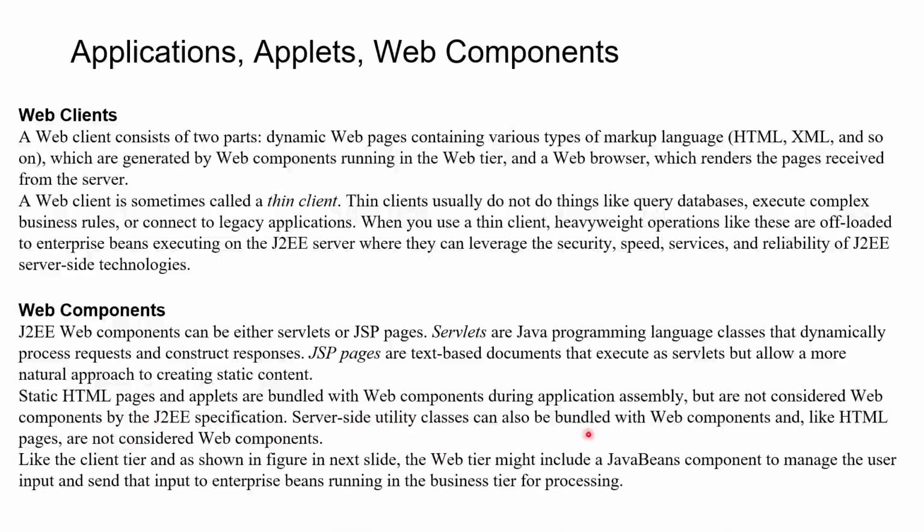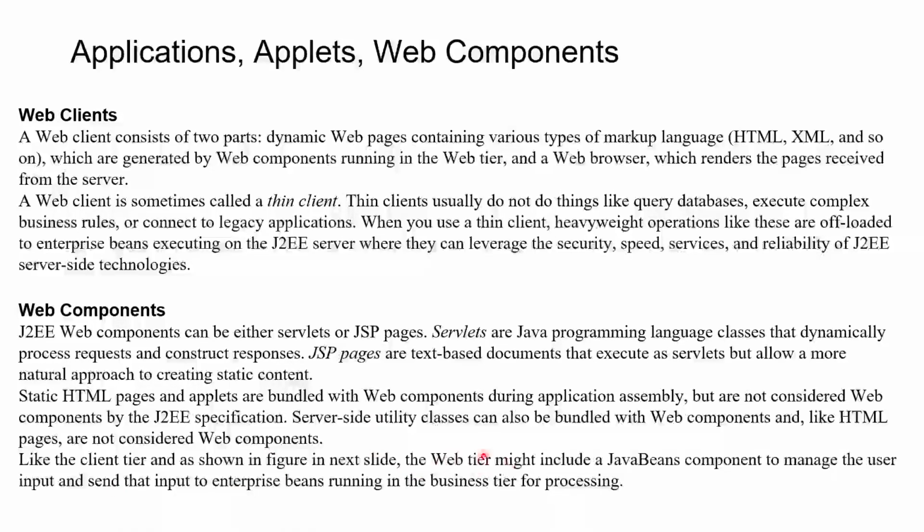Static HTML pages and applets are bundled with the web components during application assembly. So these are things like images, but are not considered web components by the J2EE specification. Server-side utility classes can also be bundled with web components like HTML pages, although, again, the static HTML pages are not considered to be web components.